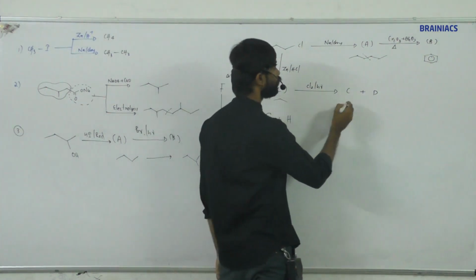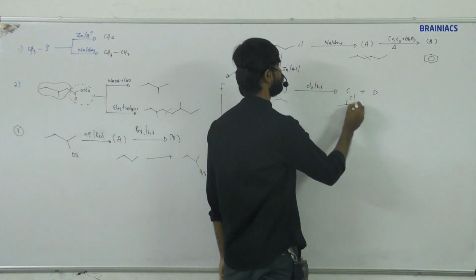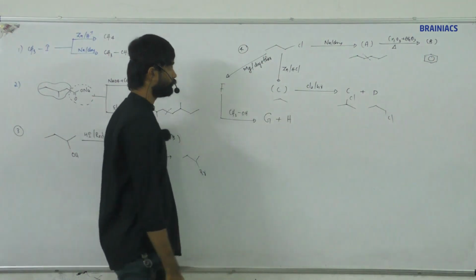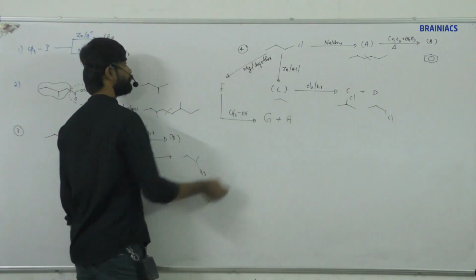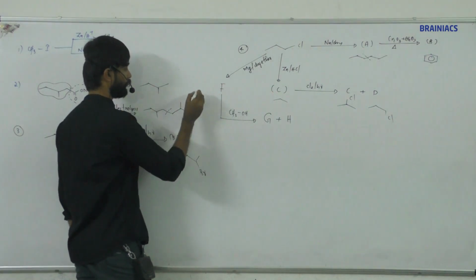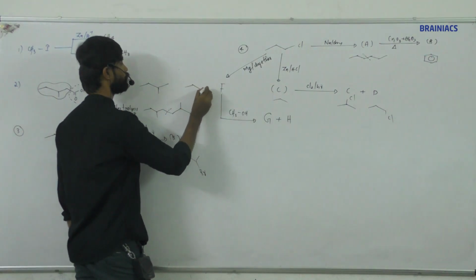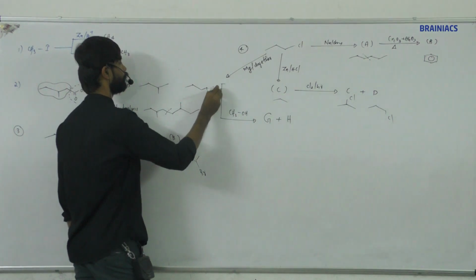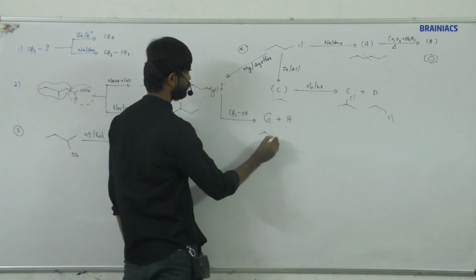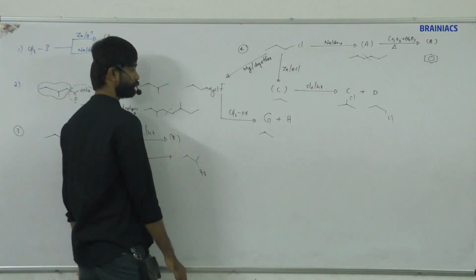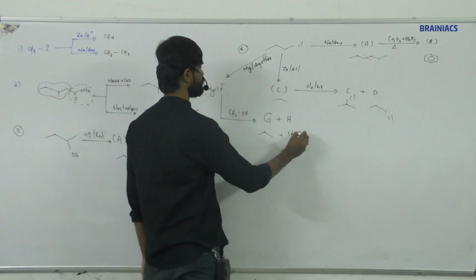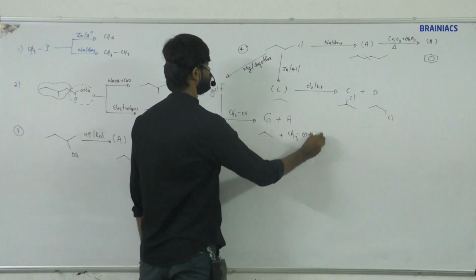Propane on chlorination forms isopropyl chloride and normal propyl chloride. Ready? The very same normal propyl chloride with magnesium dried forms Grignard, which on treatment with methanol forms propane. Propane with the CH3 or this.